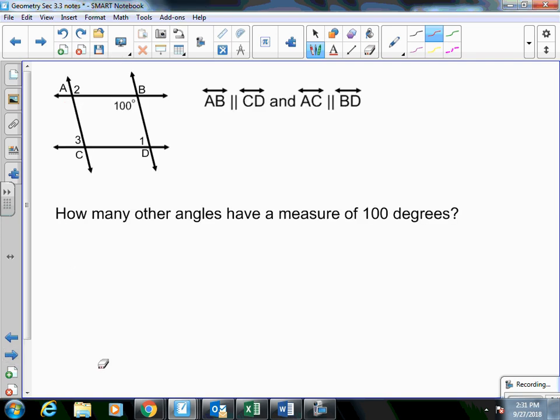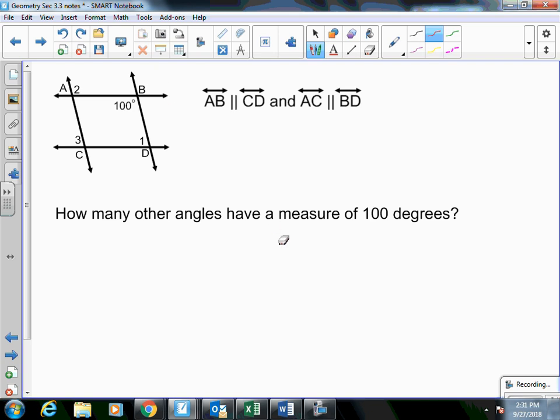Got this figure here. It says line AB is parallel to line CD, and line AC is parallel to line BD. So we've got 2 sets of parallel lines intersecting each other. We want to determine how many other angles have a measure of 100 degrees, based on that this angle right here is 100 degrees. So if this angle is 100 degrees, are there any other angles at this intersection that would be 100 degrees?